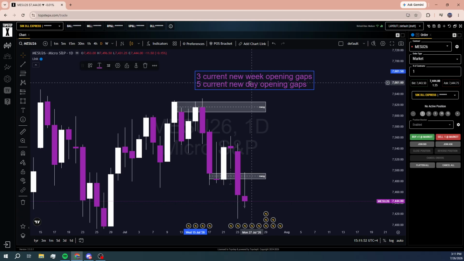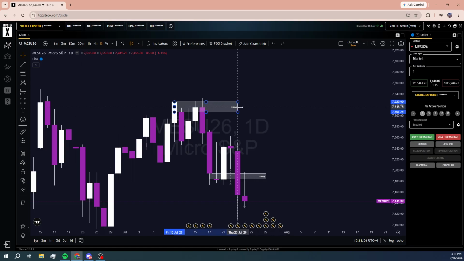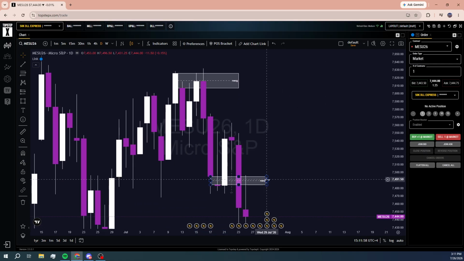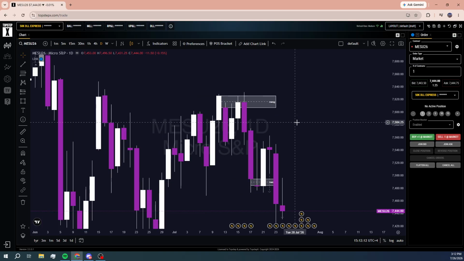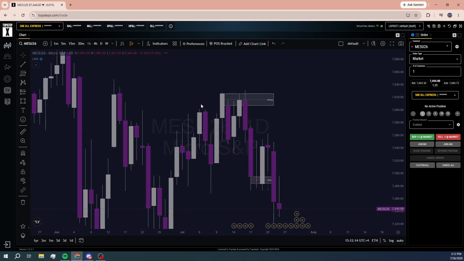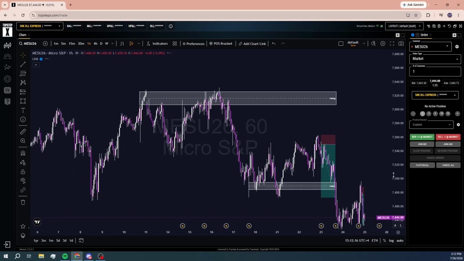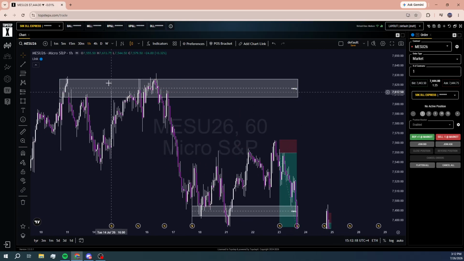Okay, so now let's start understanding how we can use new week opening gaps and new day opening gaps to our advantage. What we know now is premium and discount, right? And now we also know the point of interest, new week opening gap, new day opening gap. Based on only this, let's start understanding how we could take trades in the previous week. We have marked our new week opening gap here.